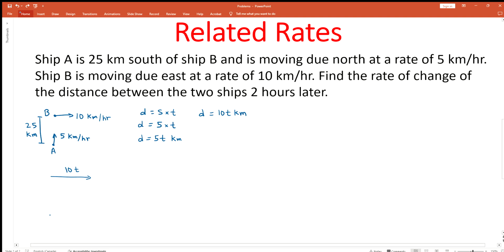Ship A travels 5T kilometers in the north direction. Since ship A was 25 kilometers away from ship B when they started moving, that means this distance between the starting point of ship B and the position of ship A after T hours will be equal to 25 minus 5T kilometers. So after T hours, ship B is at this point, ship A is at this point. We can draw a triangle using the starting position of ship B and the final position of ship A and ship B.